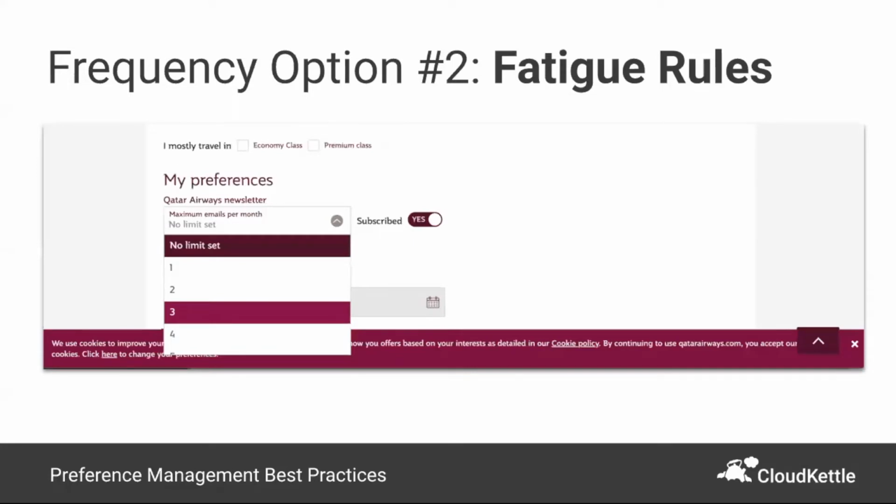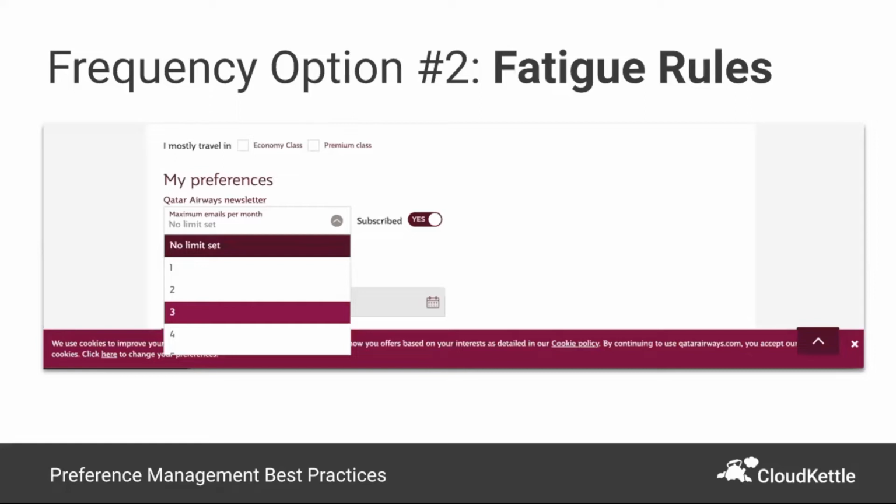Another option is to offer what we call a fatigue rule for commercial emails. This lets your subscribers define a cap on the number of emails that you can send them in a given month. So in this example, Qatar Airways is just sending a general newsletter. So this type of fatigue rule works just fine. If they were to offer several different types of communications, all with different frequencies, just offering a cap on the number of emails a subscriber is receiving might not be the best approach.